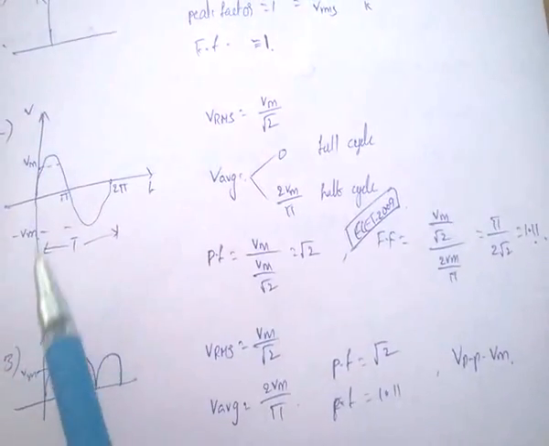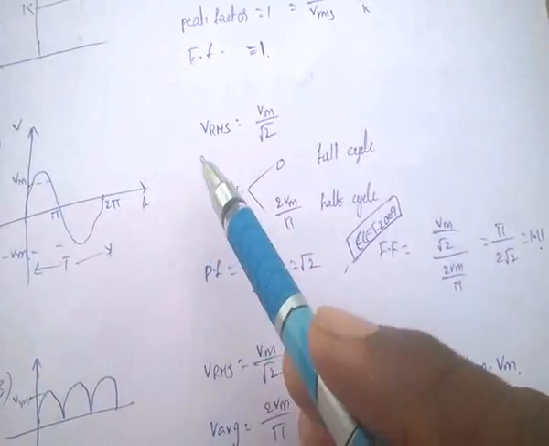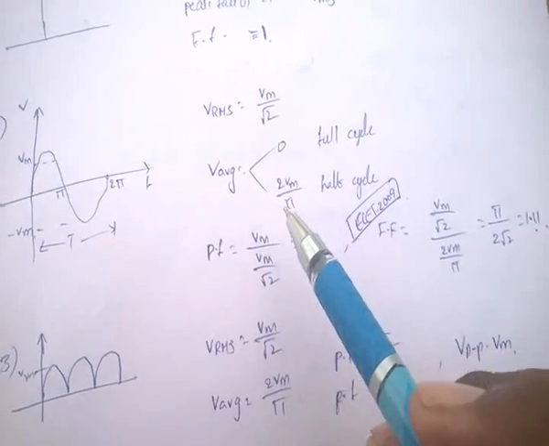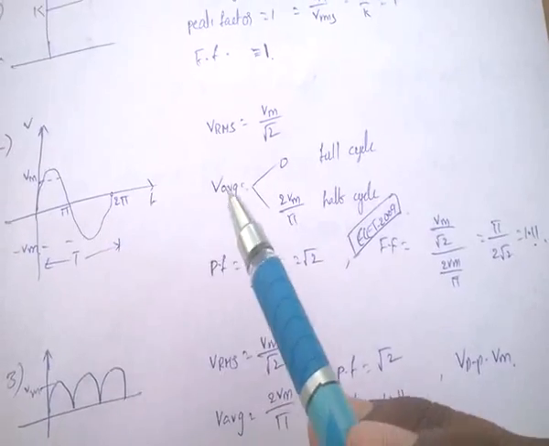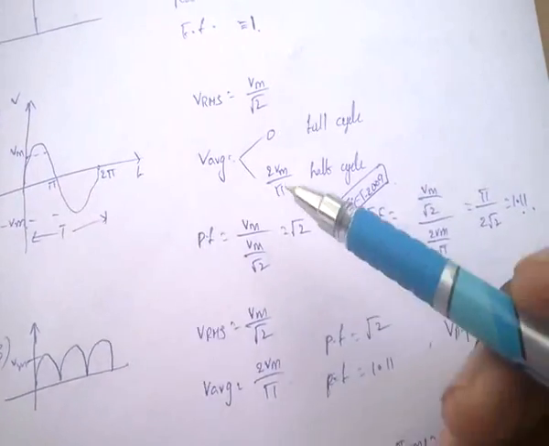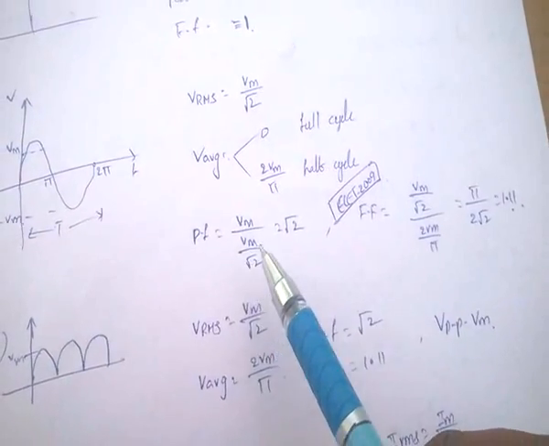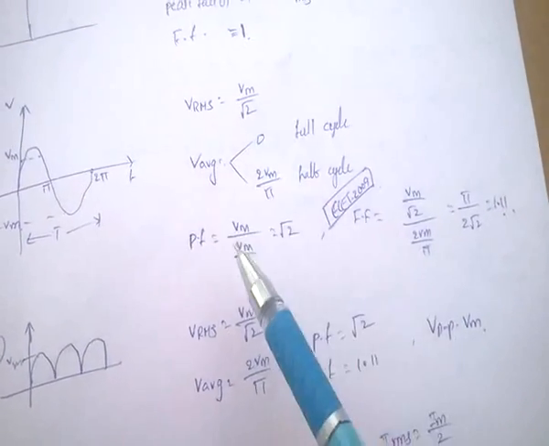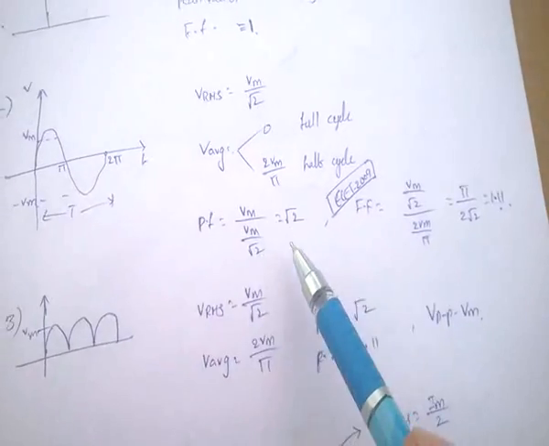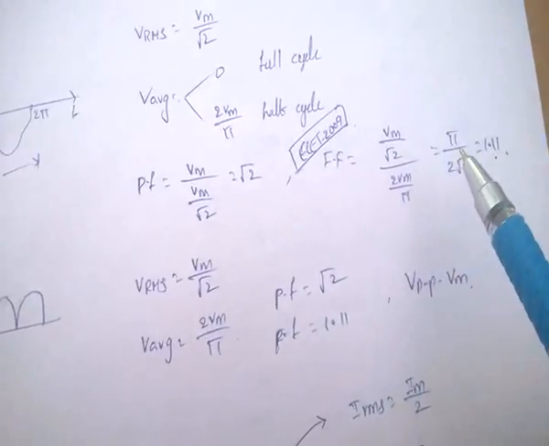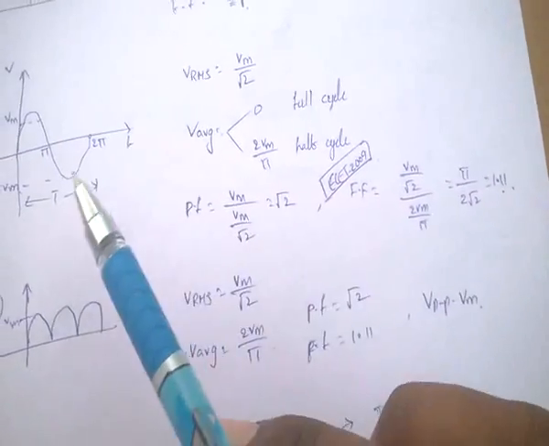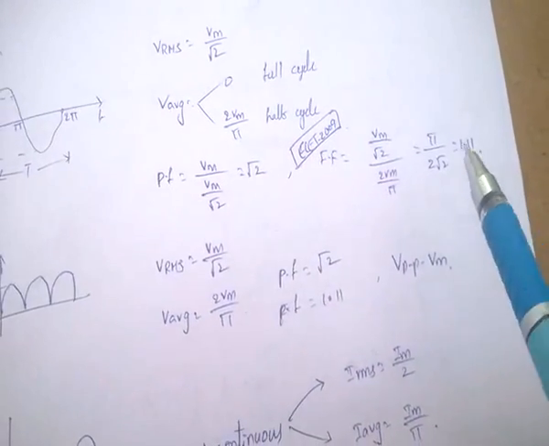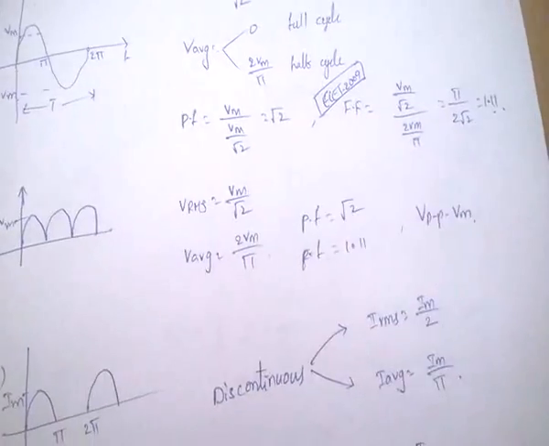For sinusoidal waveform, Vrms equal to Vm by root 2 and V average equal to 2 Vm by pi. Peak factor equal to Vm by Vrms, that means in Vrms place Vm by root 2. Peak factor equal to root 2 and form factor equal to 1.11. So for sinusoidal waveform, peak factor equal to root 2 and form factor is 1.11. These are also very important.